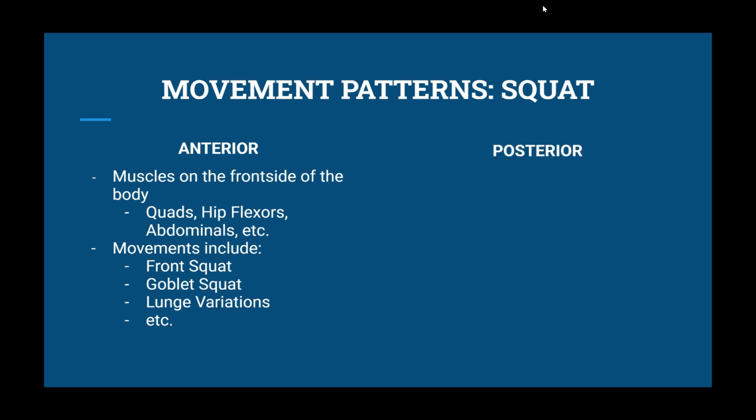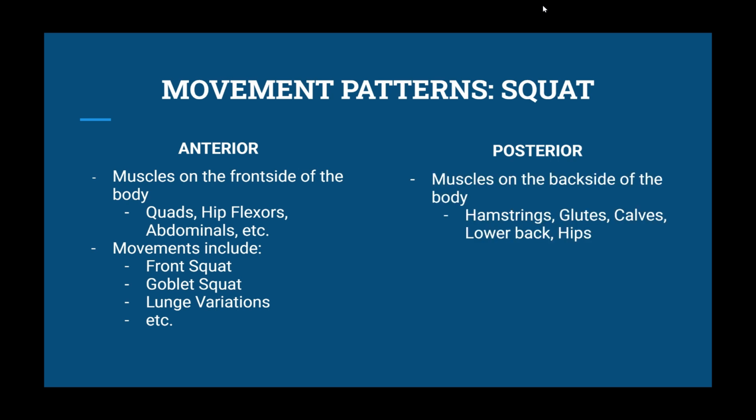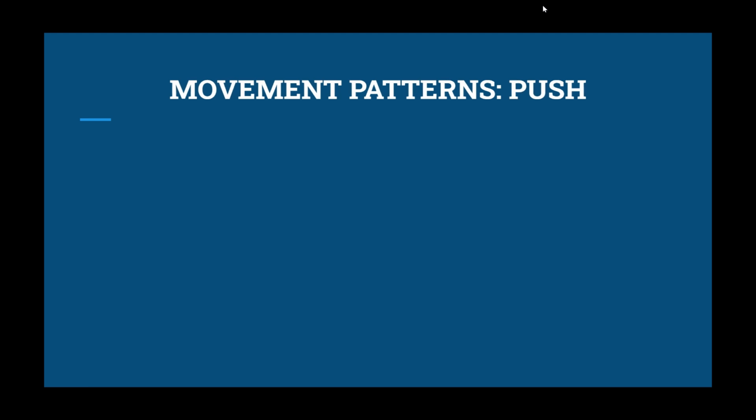We have our posterior dominant movement, which are muscles on the back side of the body. So we're looking at hamstrings, glutes, calves, lower back, hips, etc. These movements typically include back squats, RDLs, glute bridges, deadlifts can be worked in here. That's a debate between a squat or a hinge pattern with that, but it's mostly posterior dominant. And then good mornings, exercises that are hingy as well.